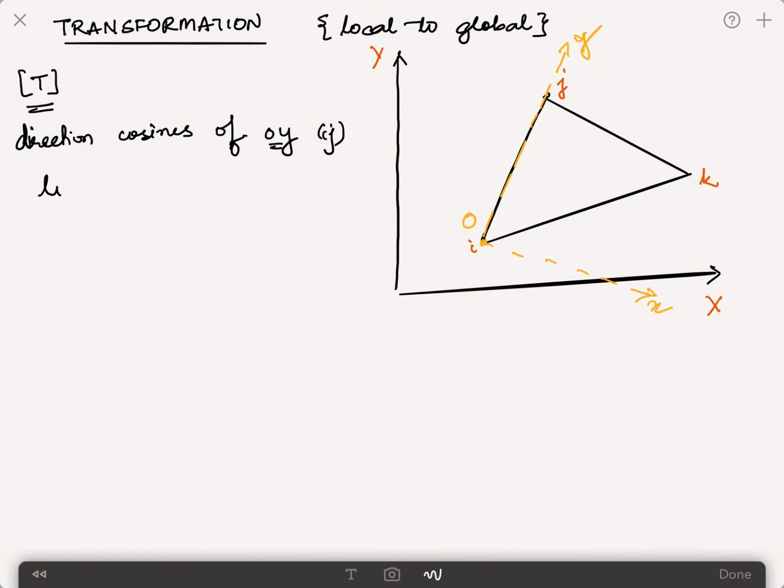We can write Lij to be equal to xj minus xi by the distance ij, which would be the length of ij.